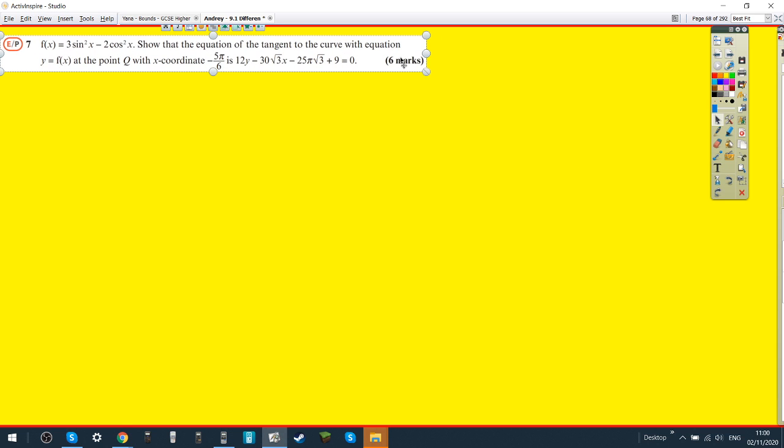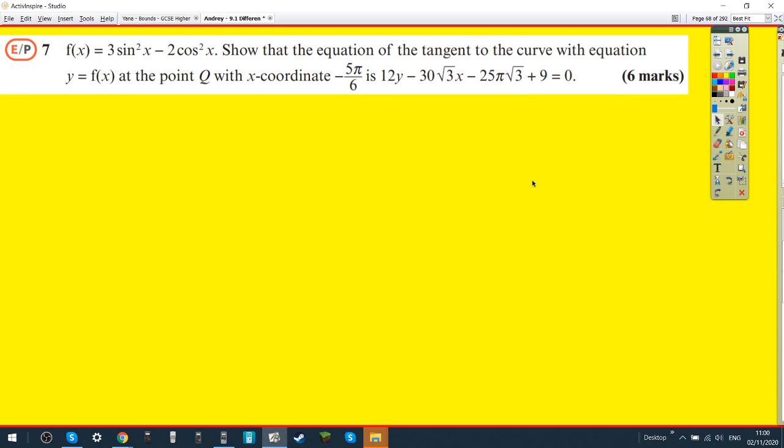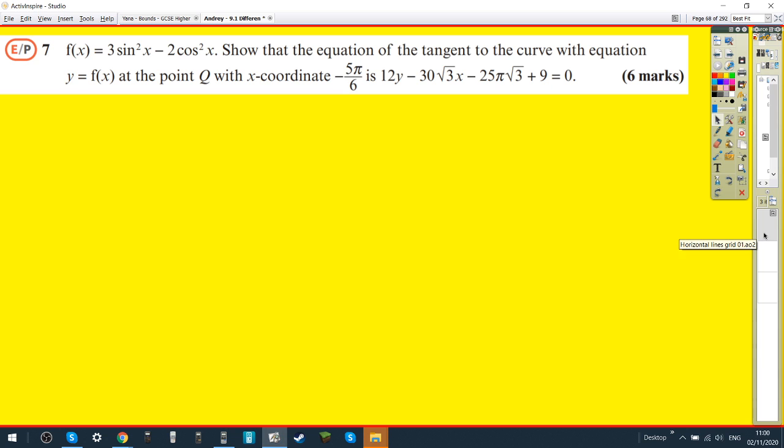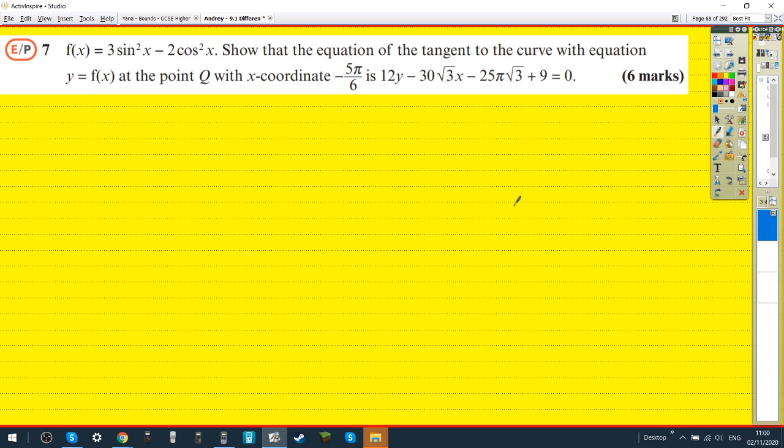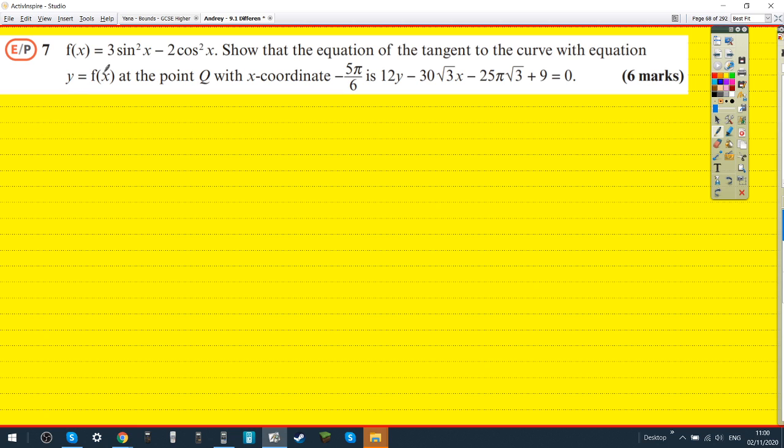Let's see these ones. Show the equation of the tangent, so there's a lot going on. Let's just get derivative f dash of x. And what's another way of writing f of x? To make it easier to differentiate. With 3 sine squared x minus 2 cos squared x. So I would write it as 3, and then bracket sine x and then squared. Okay. And so derivative.